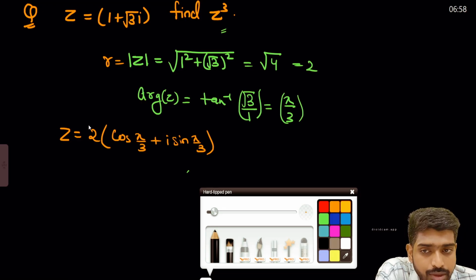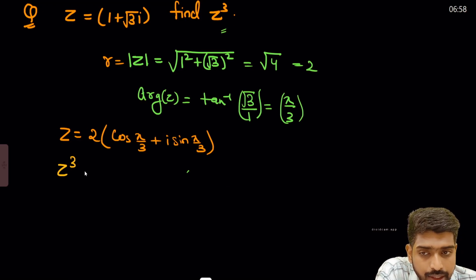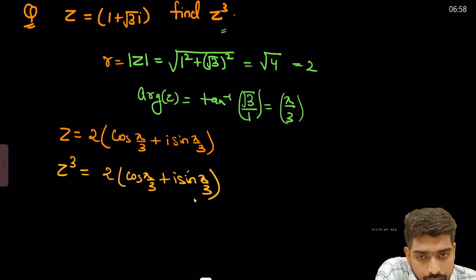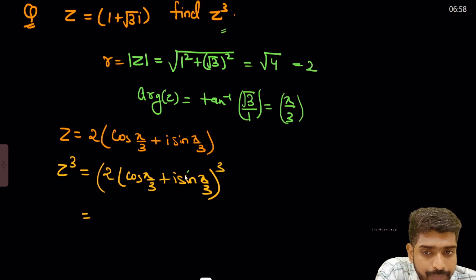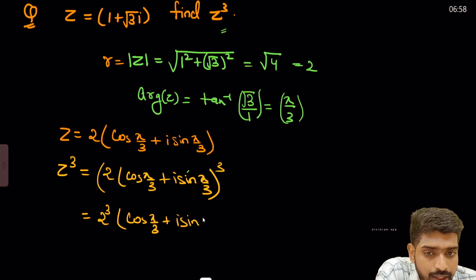Now they said to raise this complex number to the power 3. So I'll raise this complex number to power 3. Z cube will be 2 cos pi by 3 plus iota sin pi by 3 to the power cube, right? So here this cube I can write 2 cube, and then we'll get cos pi by 3 plus iota sin pi by 3 whole cube, right?